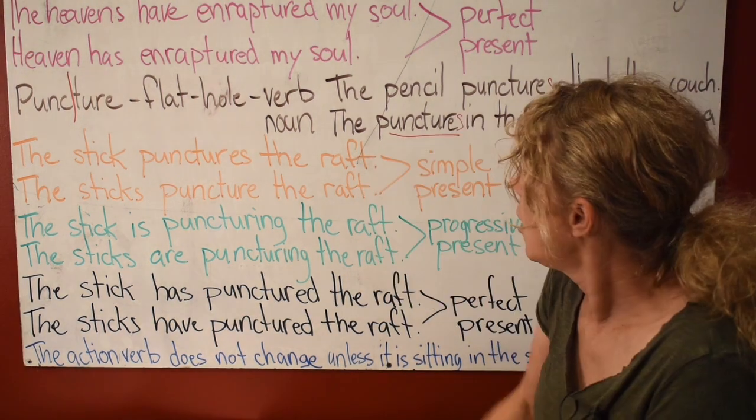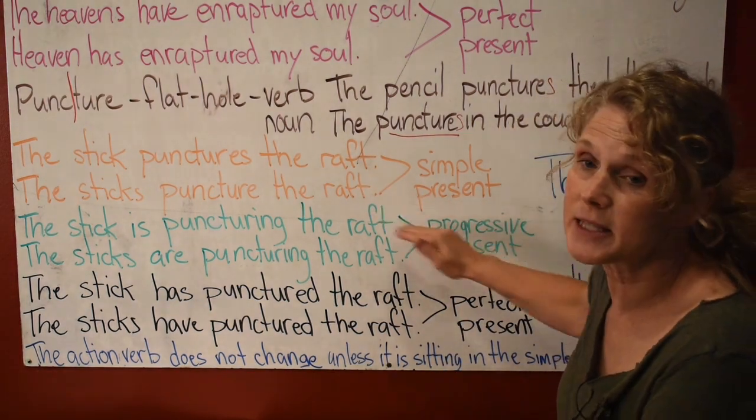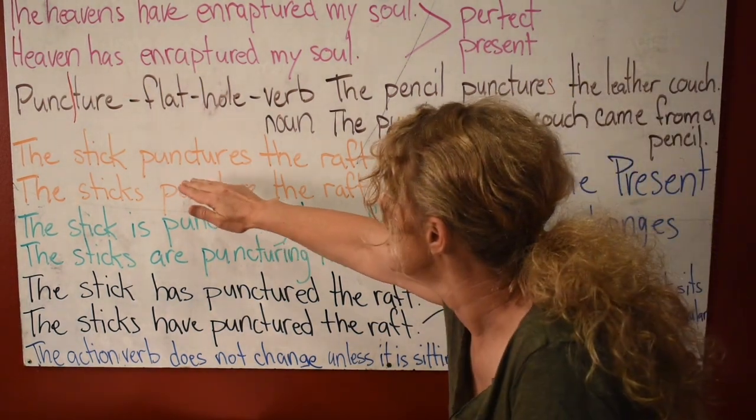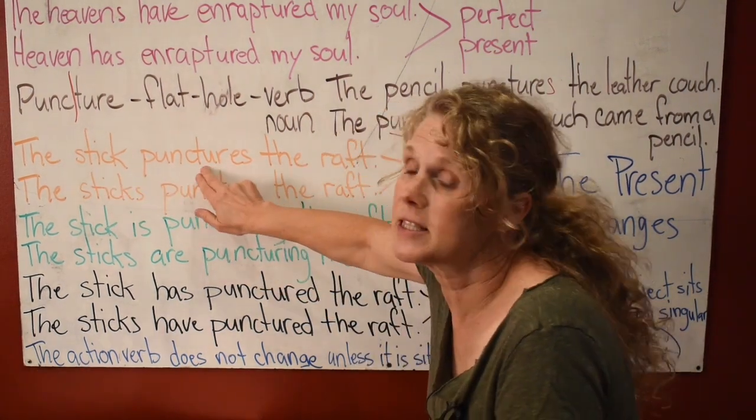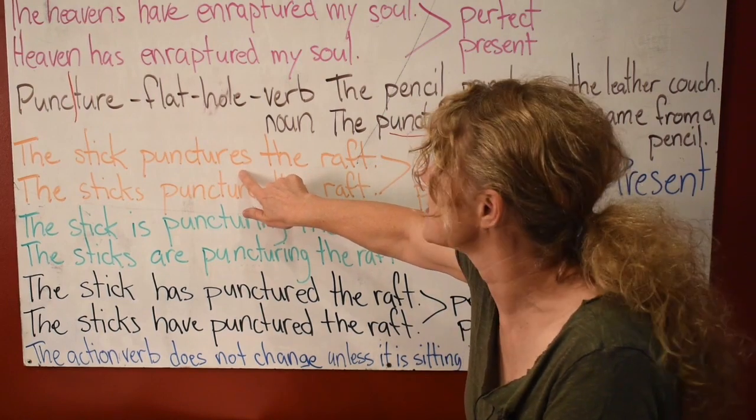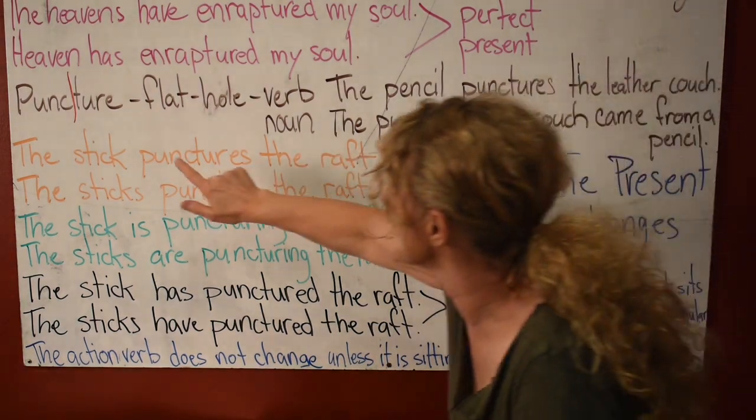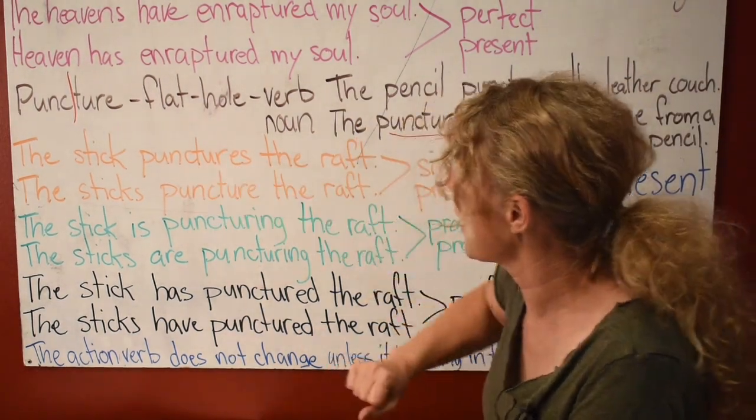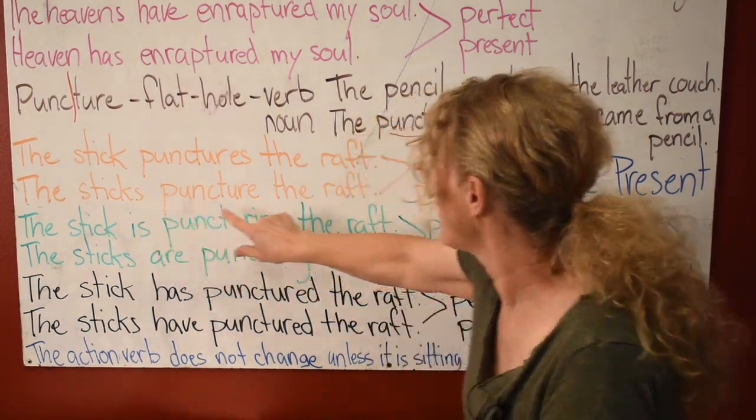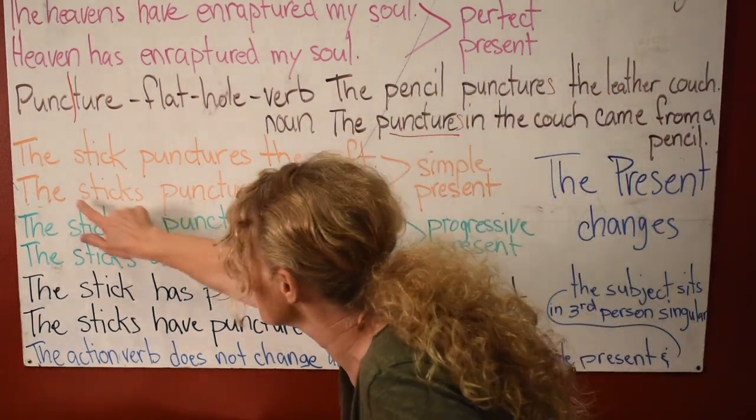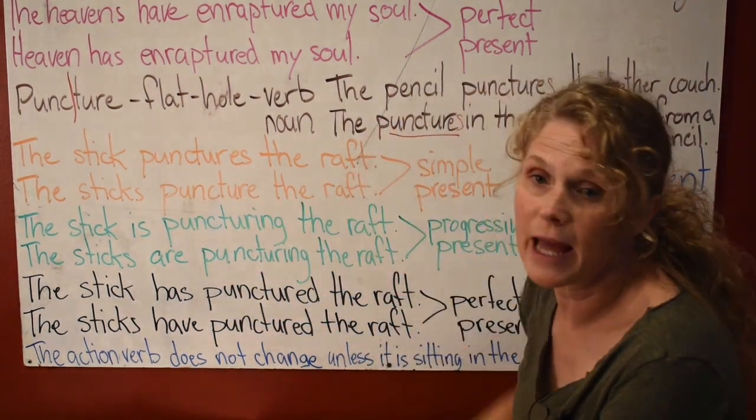Okay, now let's look. Okay, the stick punctures the raft. This is sitting in simple present, all right? This is singular. So that means this is singular even though it looks like it has a plural S. This is third person, simple present, singular. Okay? So see where it changes. The sticks puncture the raft. See how your noun is plural. This is plural without the S.